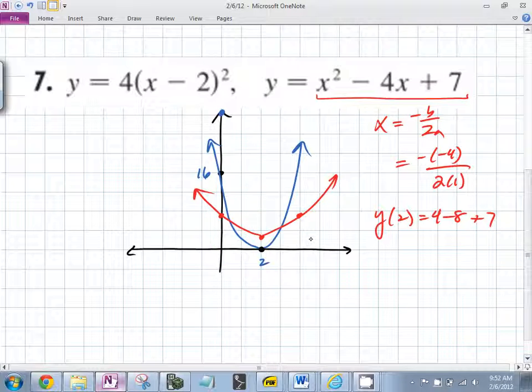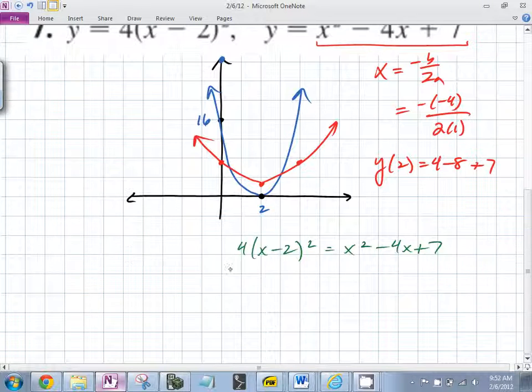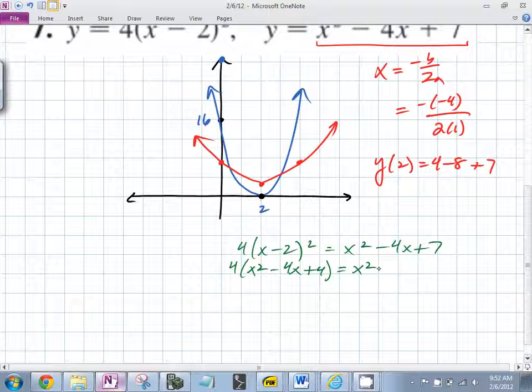So what's the next thing we should find for our enclosed region? Just a hint. What should we do next? Points of intersection, exactly. So you want 4 times (x minus 2) squared is equal to x squared minus 4x plus 7. So you have 4 times (x squared minus 4x plus 4) equals x squared minus 4x plus 7. So you end up with what? 3x squared minus 12x plus 9 equals 0.